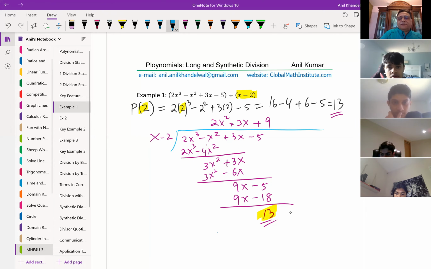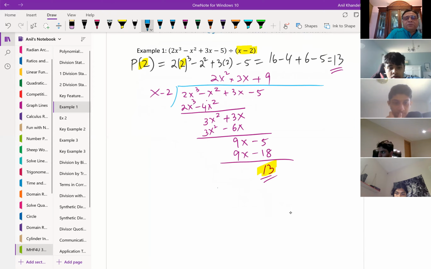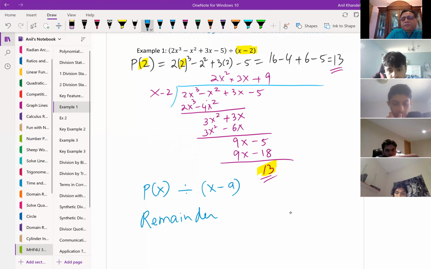So let me write in general. If there is a polynomial p of x, and if I'm dividing this polynomial by some factor, let's say x minus a, in that case, what is the remainder? Remainder is the value of the polynomial at a. You get the idea. Remainder is the value of the polynomial at a, because that is your factor. I mean, if it is 0, then it is your factor. Otherwise, that gives you the remainder.